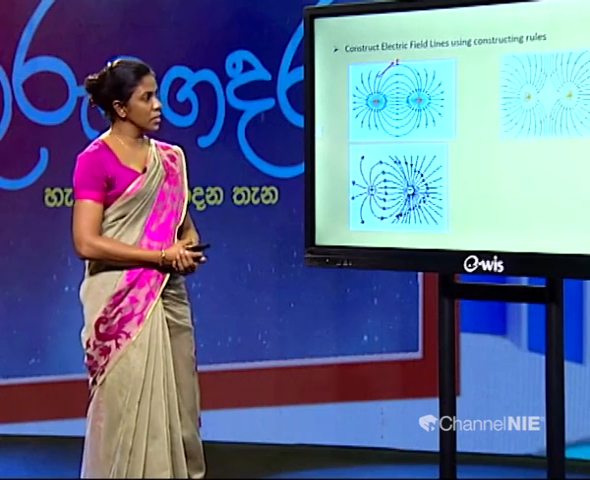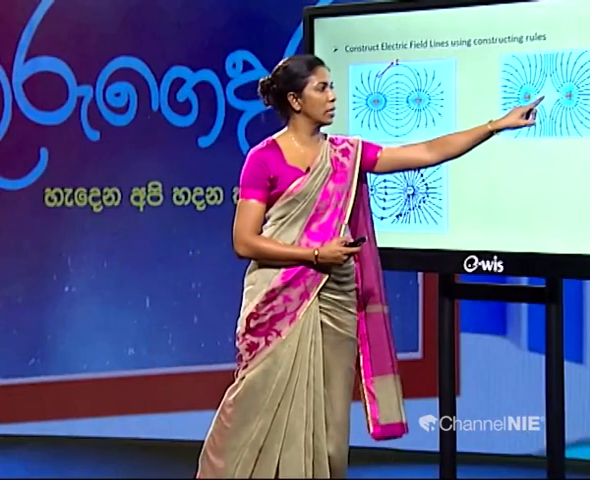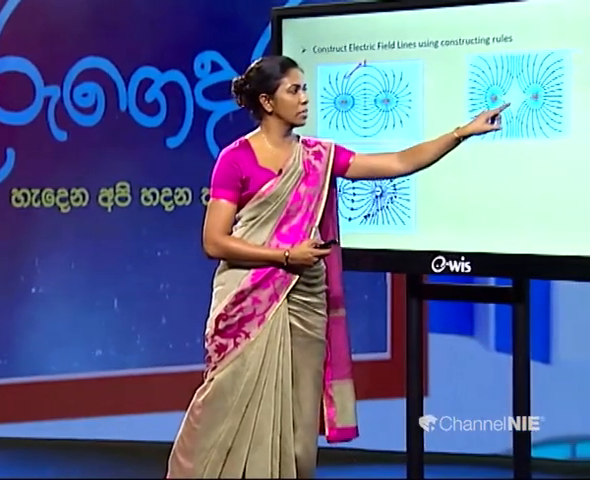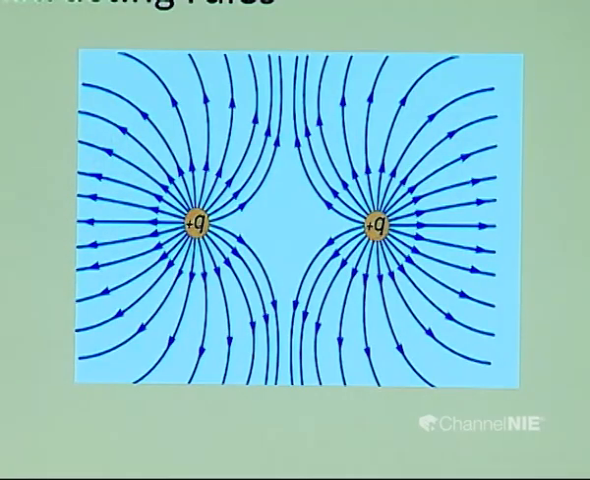And then in the presence of two like charges, we explained the null point here, meaning the absence of electric field there, and always the field lines repel from each other. That is an example of the construction of field lines between two like charges.